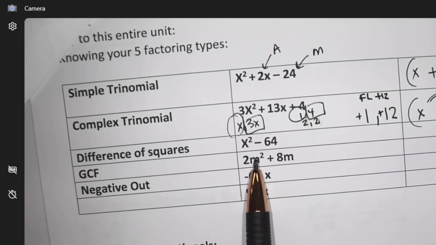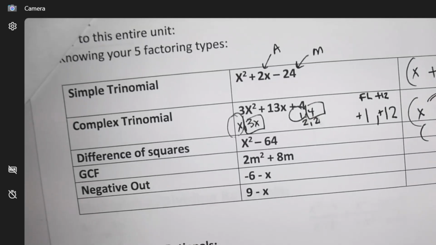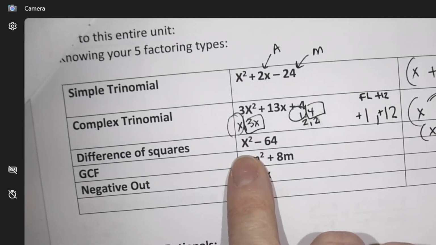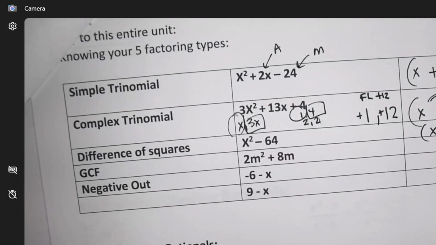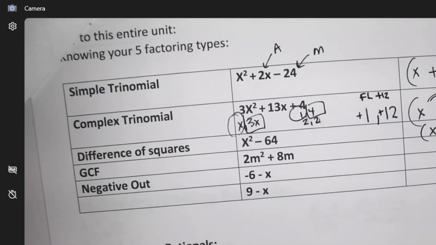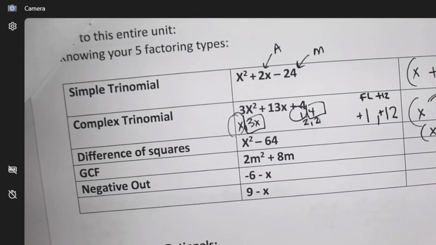Okay, next one, the difference of squares. So x times x to make x squared. And you need a plus and a minus. And you're trying to multiply to negative 64. And there's nothing in the middle of this trinomial. It's not a trinomial because there's nothing in the middle. So technically, you think it has to multiply to negative 64 and add to 0.